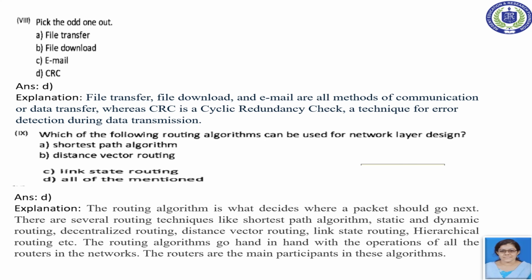There are several routing processes: shortest path algorithm, static and dynamic routing method, decentralized routing method, link state routing method, hierarchy routing method. All of these methods are used to find the optimized route. So all are examples of routing algorithms that can be used in the network layer, which helps different types of operation in the router in the network. The router is the main participant in this algorithm. Okay. Next question.